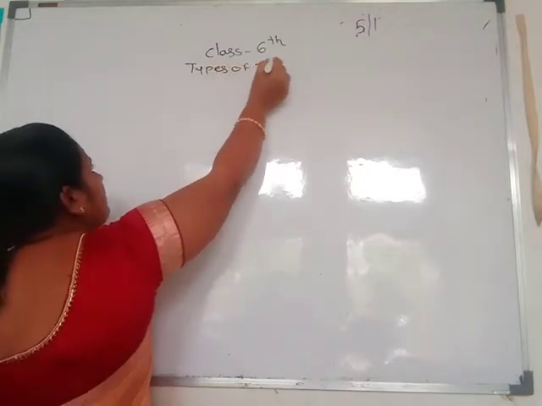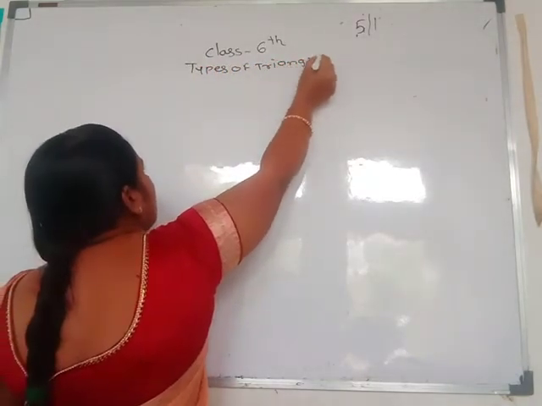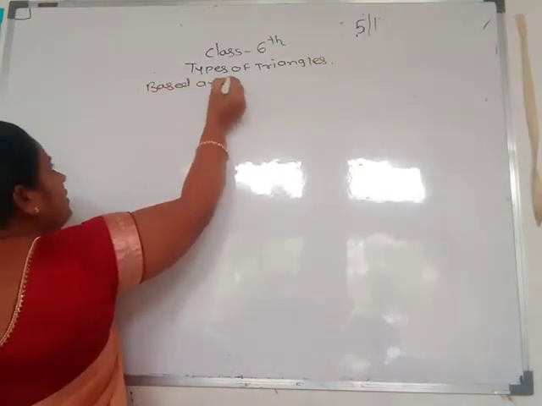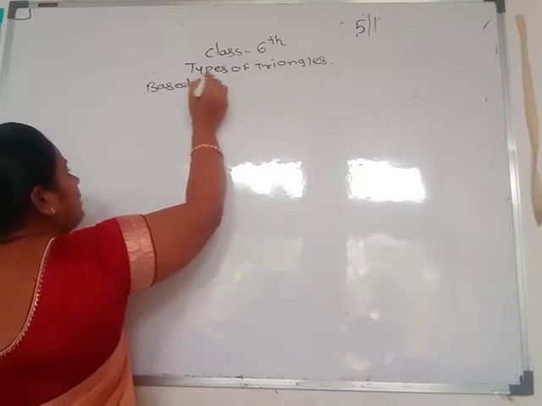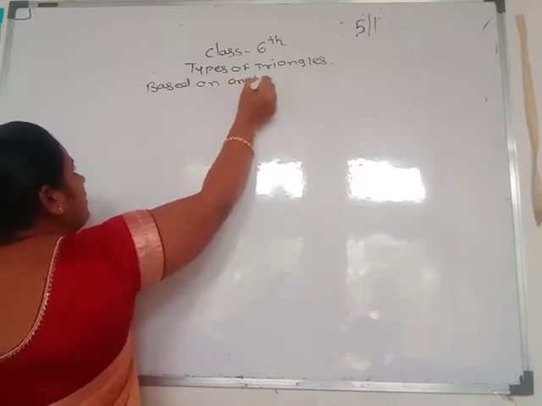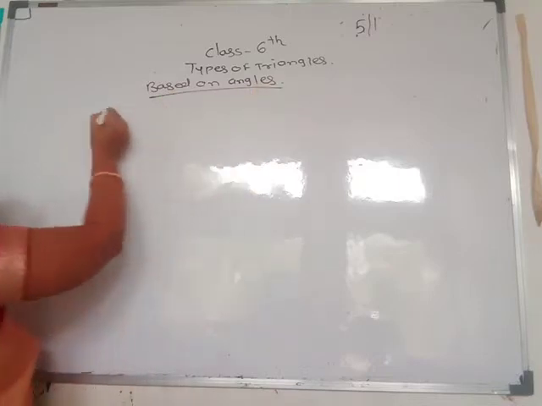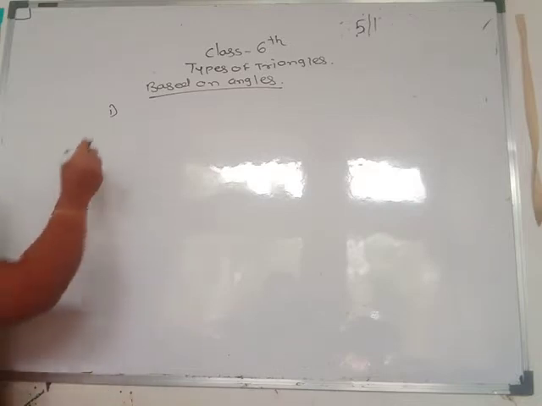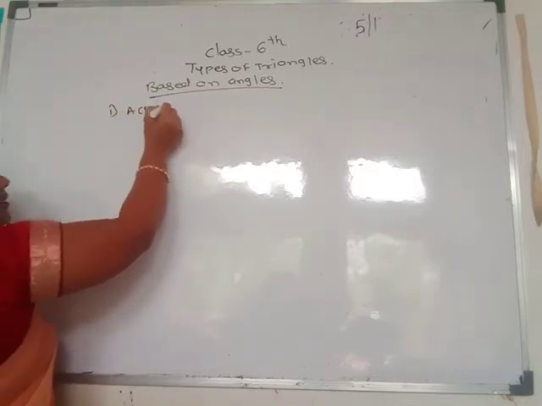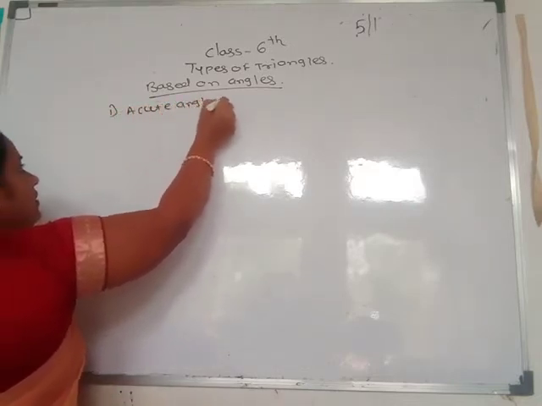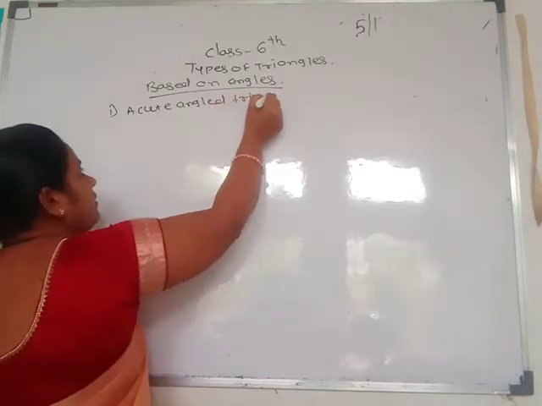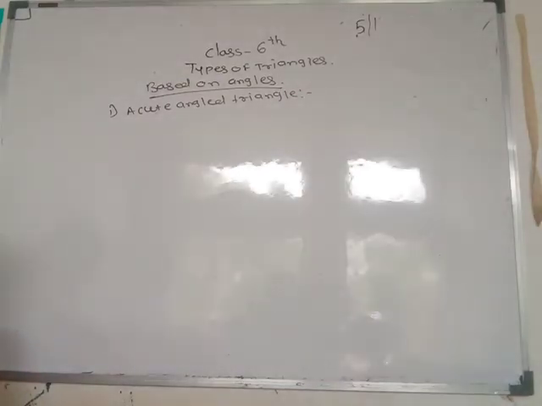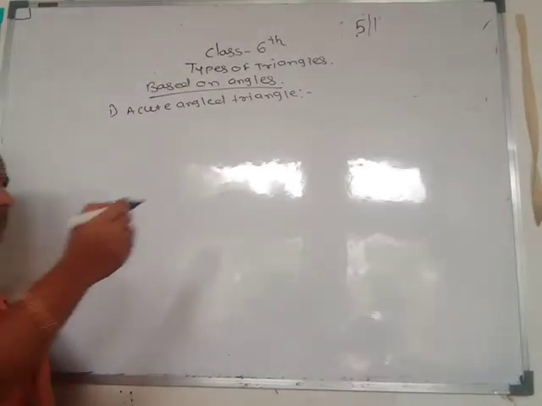Types of triangles based on angles. First one, acute angled triangle. A triangle with all three angles acute.